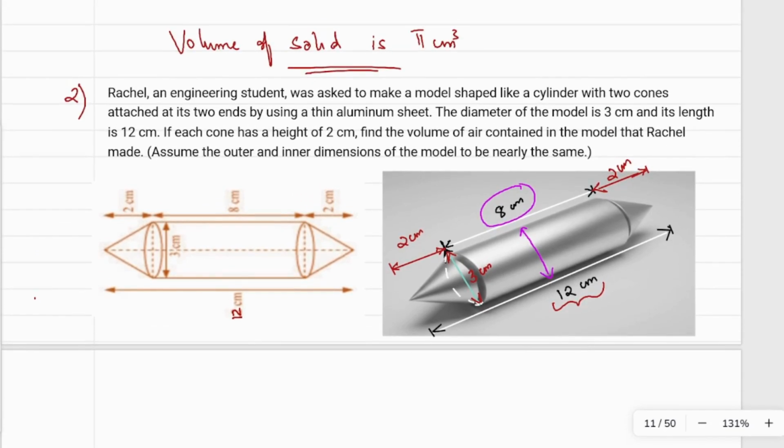Here it says that Rachel, an engineering student, was asked to make a model shaped like a cylinder with two cones attached at its two ends by using a thin aluminum sheet. Diameter of the model is 3 cm and length is 12 cm. If each cone has a height of 2 cm, find the volume of air contained in the model that Rachel made. And they are telling that outer and inner dimensions of the model are nearly the same.